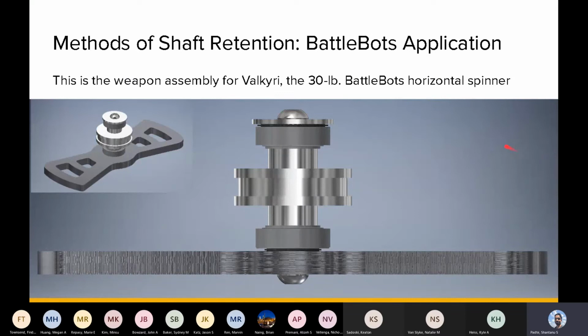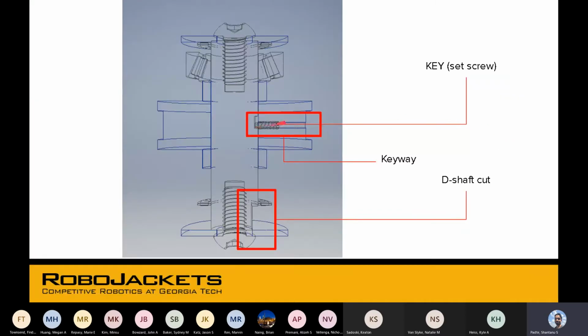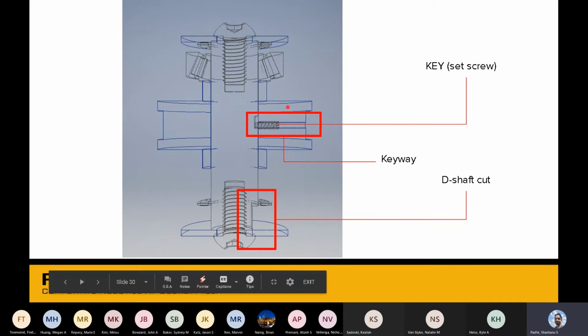Okay, and this is the weapon from Valkyrie. It's a horizontal spinner. We have different weight attachments here. This is a shaft, and there's a set screw that connects the central part, and there's a hole for this set screw as well.